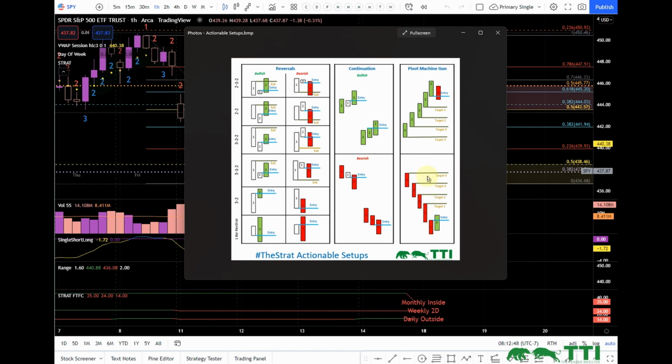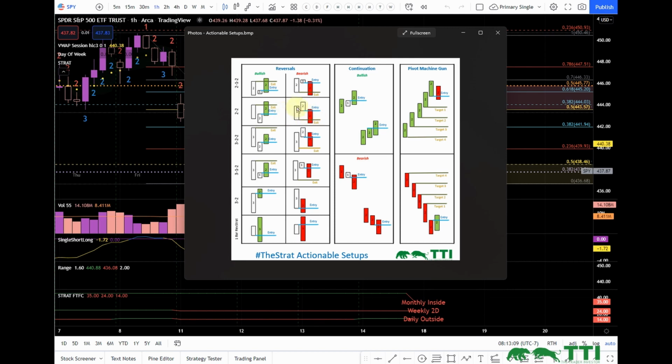It doesn't have to go all the way, but what a pivot machine gun says is once you break the opposite side, it has the potential to go all the way down to where that PMG started. That's what PMG is. But this is really not the key part. For me, the key part is reversals and continuation.